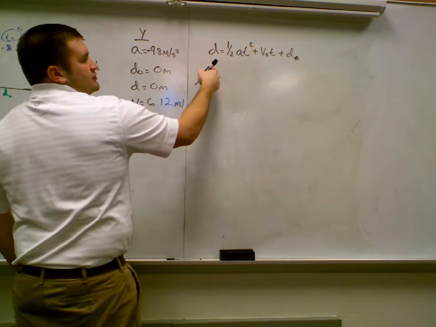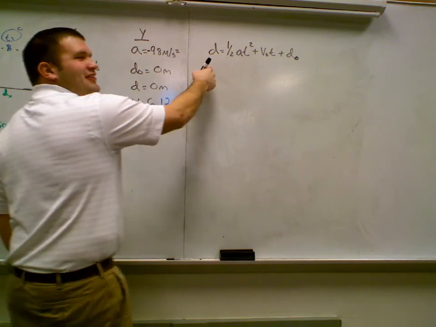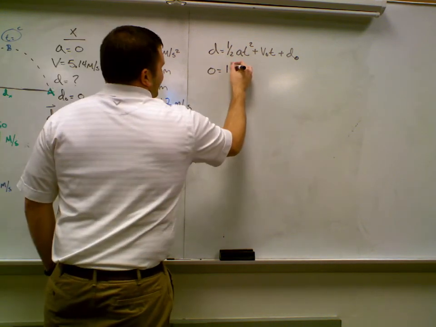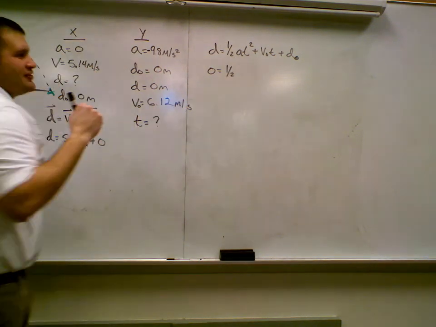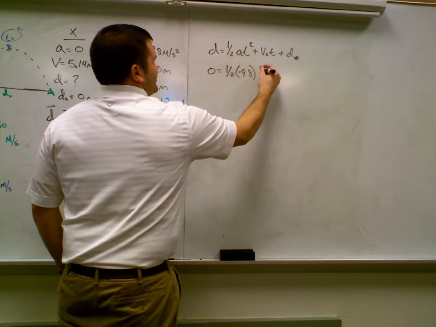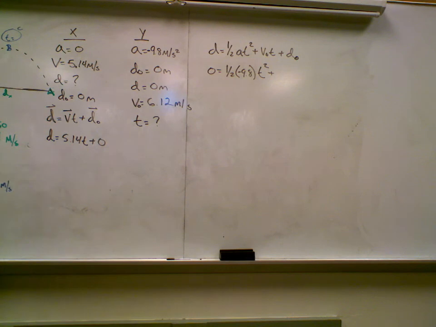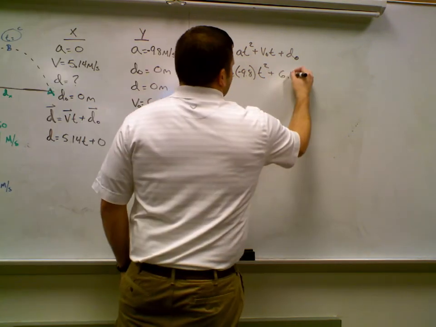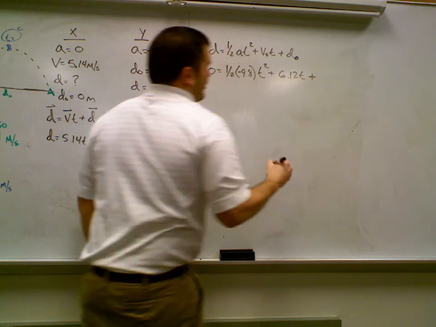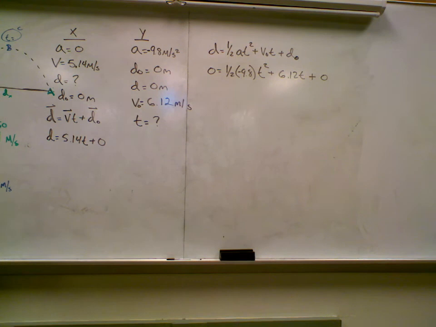Final position, sorry, 0. 1/2 A is negative 9.8. T is what we're trying to find. V naught is 6.12 T. D naught is 0. Some of you are saying, oh crap, I don't want to do a quadratic formula. Who's taking that right now? Okay, alright. Let's see if we have to.